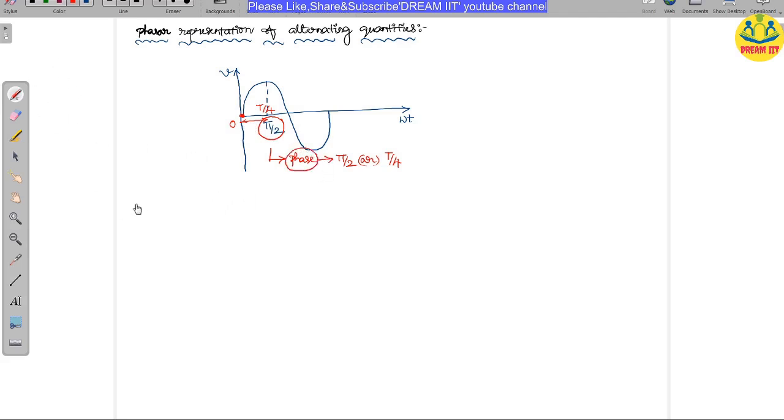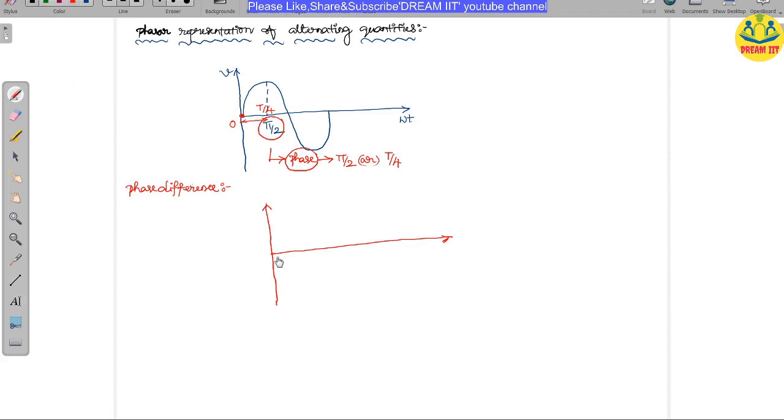After that we will see what is the phase difference. What is the meaning of the phase difference? The phase difference can be compared when you have two alternating quantities having the same frequency. Very important objective bit also, this one.